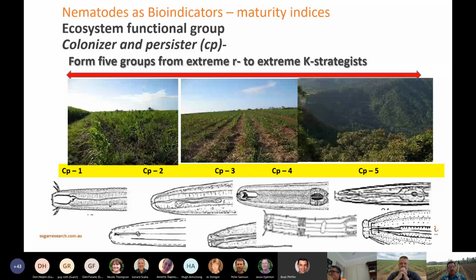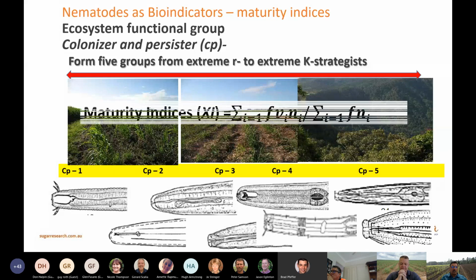And then when the system slows down a bit, we find another type of nematode we call CP2. And when we have trash blanket and minimum tillage, you will find another type of nematode. But in a rainforest that has remained undisturbed for hundreds of years, you will find different nematodes. So just by looking at the nematodes, you can identify what type of soil this is and what sort of stress it is going through.